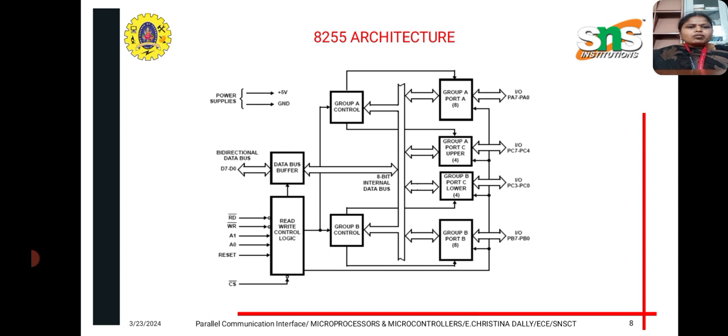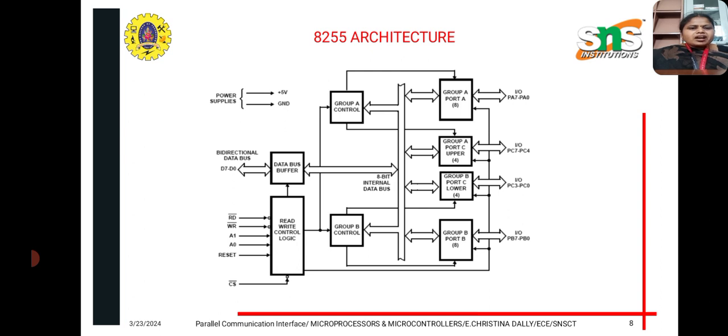So this is the block diagram of the 8255. Here it is connected to the 8-bit internal data bus. We have the data bus buffer. It consists of 8 pins, D0 to D7, and it is connected to the group control. It is bidirectional, used to transmit and receive the data. Apart from that, the read write control logic is connected to the data bus buffer, where it reads and writes the data, and the chip select is an active low signal.